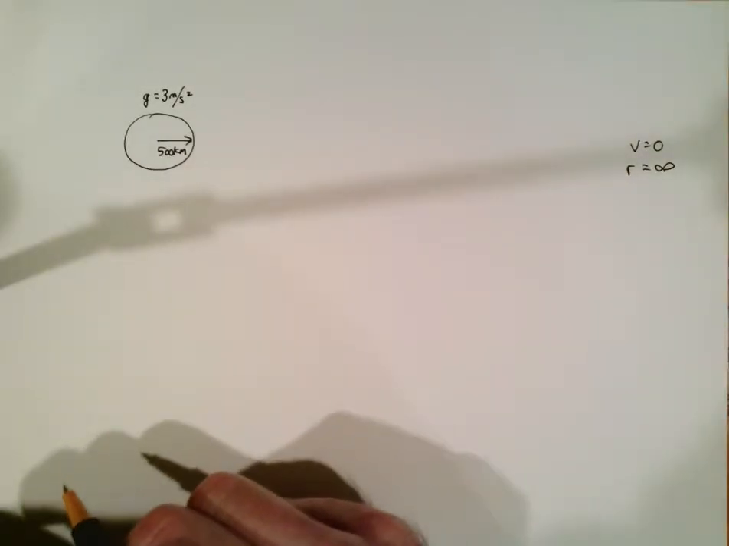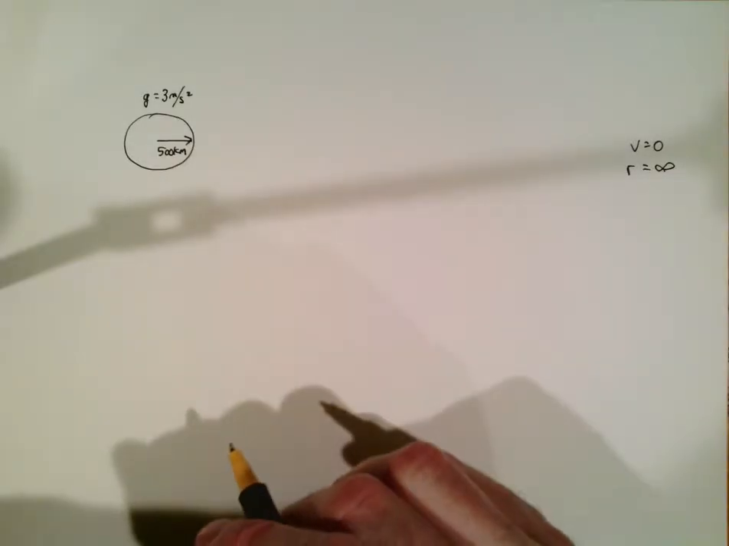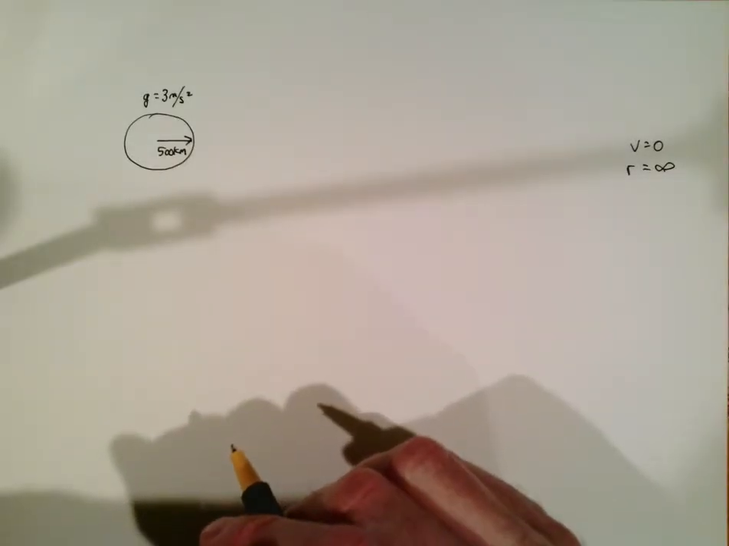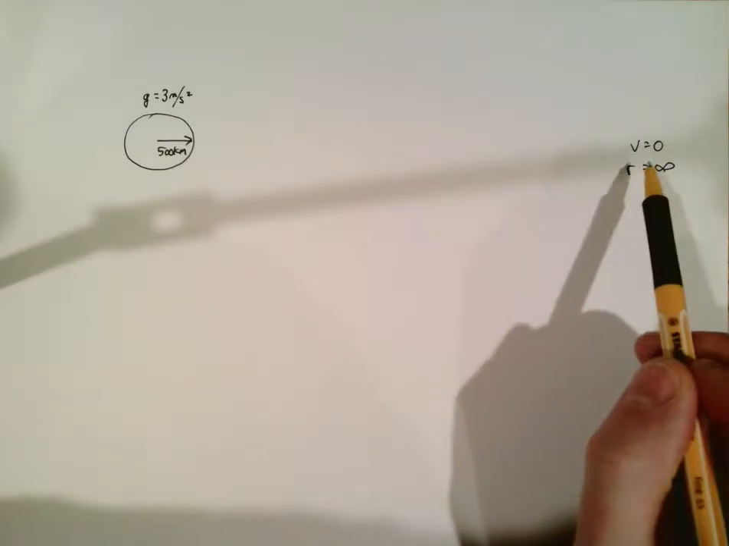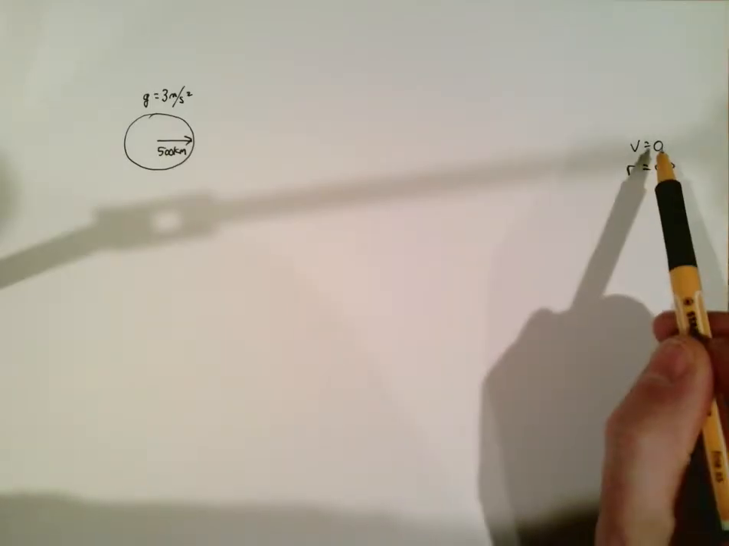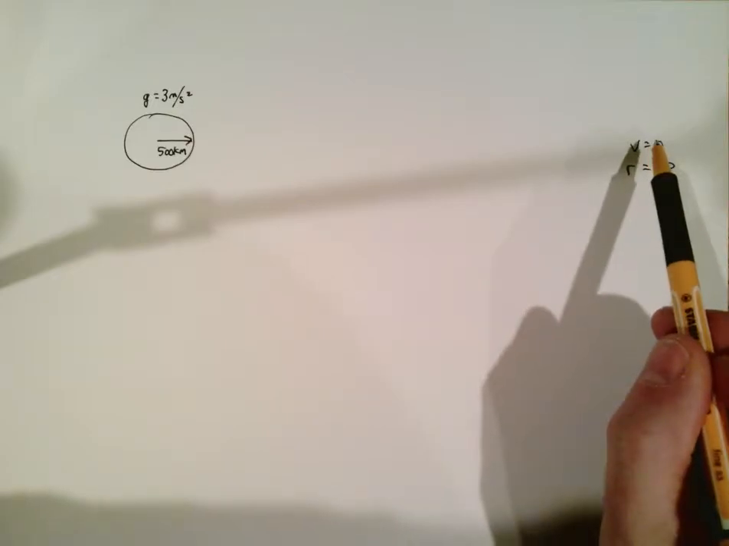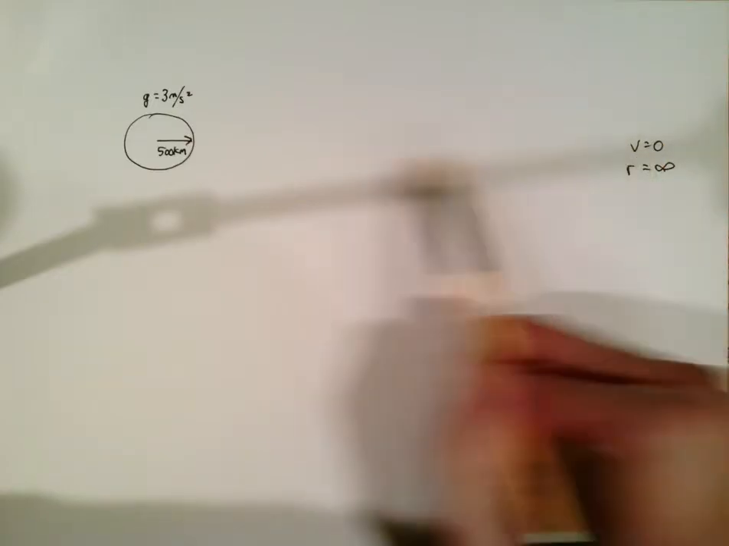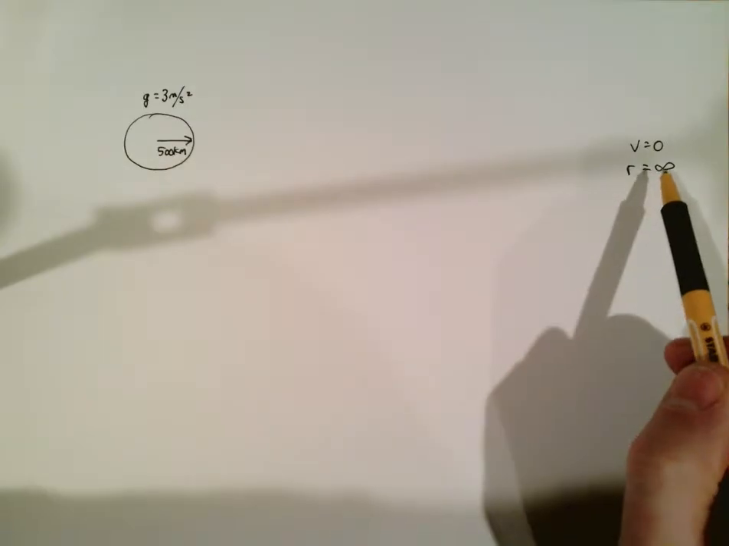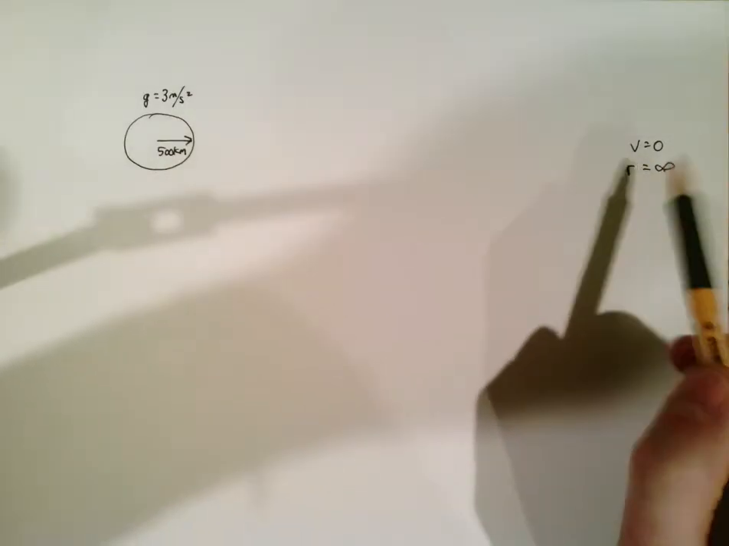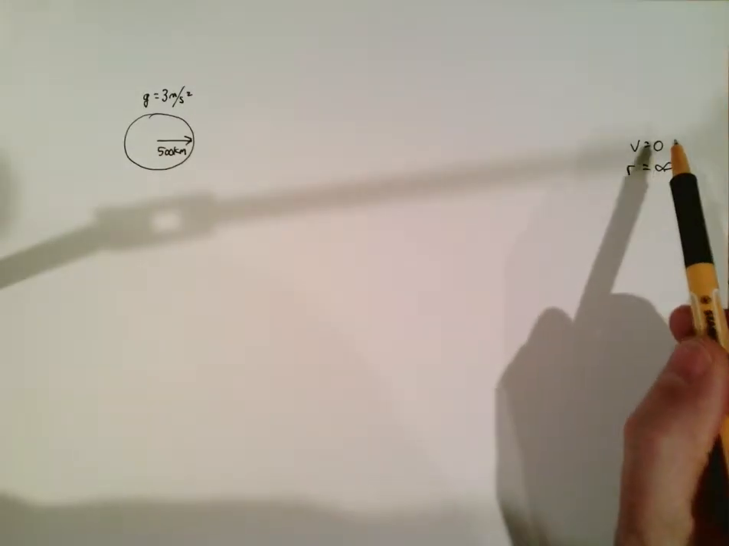Because even if you're just a little bit closer than infinity, there is going to be a little bit of gravitational force. If your velocity is zero just a little bit before infinity, you're going to have a little bit of gravitational force acting on you, and it's going to bring you back again. So you have to get to a distance of infinity at the moment that the velocity is equal to zero, so that at that point you're so far away that gravity can't speed you back up again.